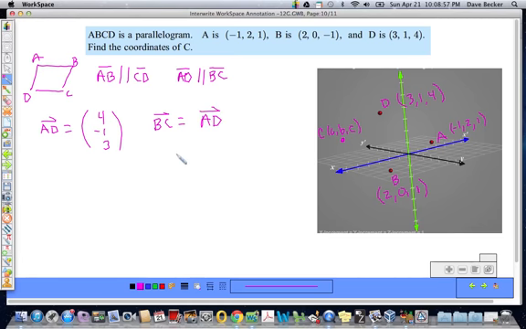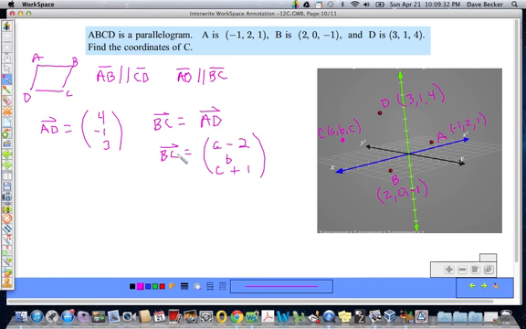Okay, well, let's find out what vector BC is equal to. That's going to be equal to a minus 2, b minus 0, so that's just b, and then c minus 1. That is a 1, isn't it? Oh, it's a negative 1. Okay, we just can't see it. I need to put negative 1 in there. So c minus a negative 1 is c plus 1.